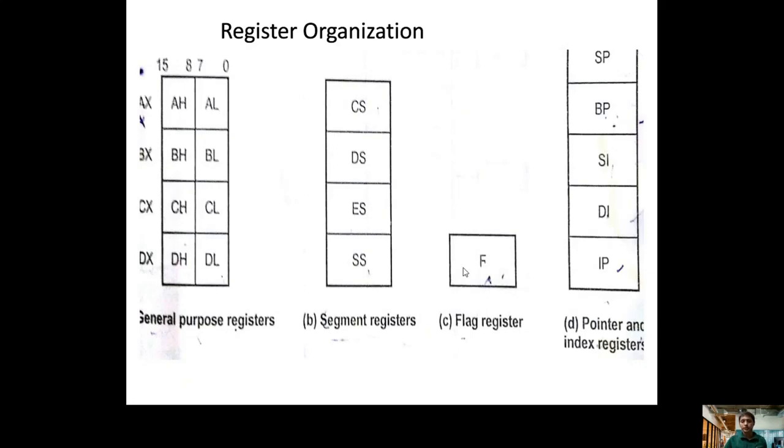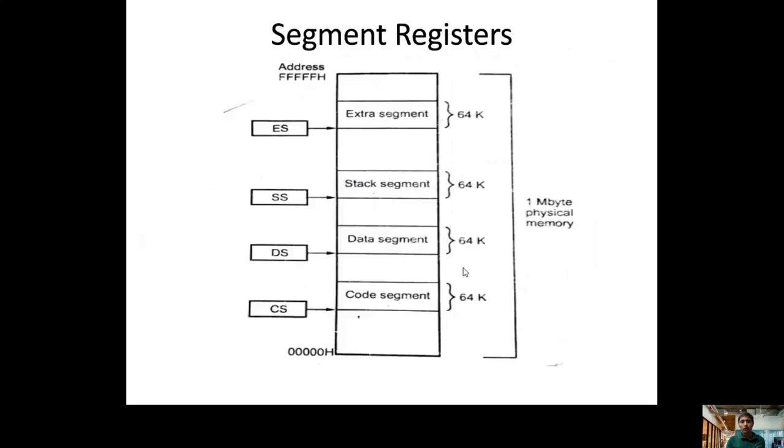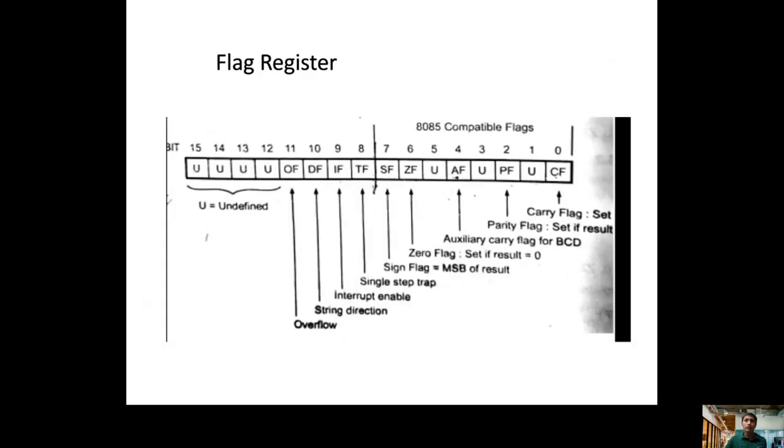Coming to our last register, the flag register. Let us see what the flag register is. If you observe the flag register organization, the 8086 flag register size is 16-bit. So every time the representation must be D0 to D15. This is the D0 bit and this is the D15 bit. So for every digital representation, instead of starting from 1, it starts from 0 to 15, D0 to D15.